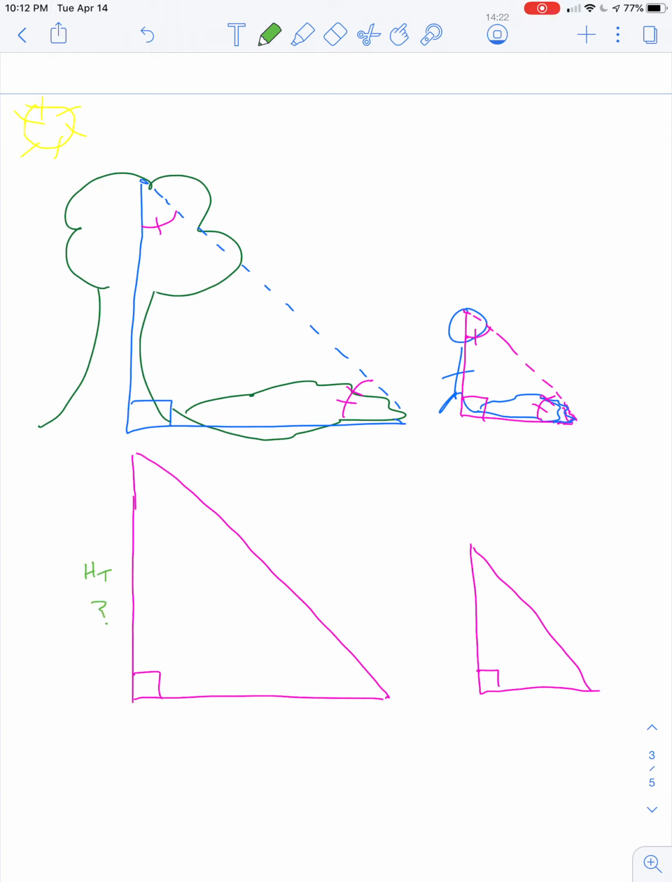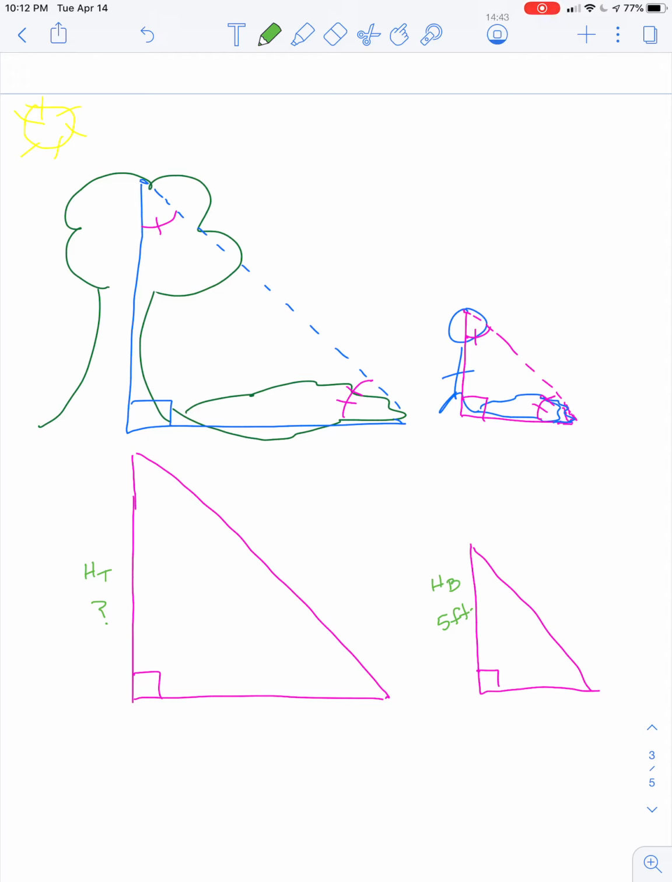Beth knows that she is 5 feet tall. This is going to represent the height of Beth, and she is 5 feet tall. She's estimating her shadow, which I don't think I did a good job of copying down well, but it's okay. Just stick with me here.